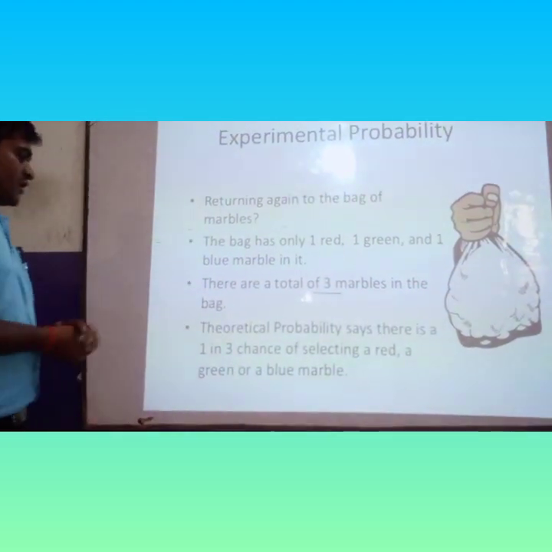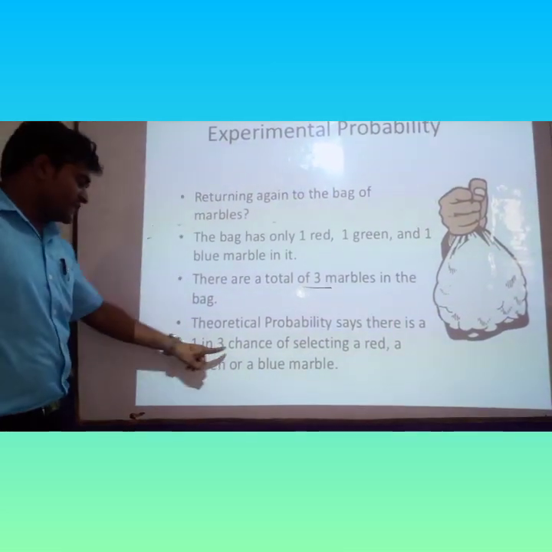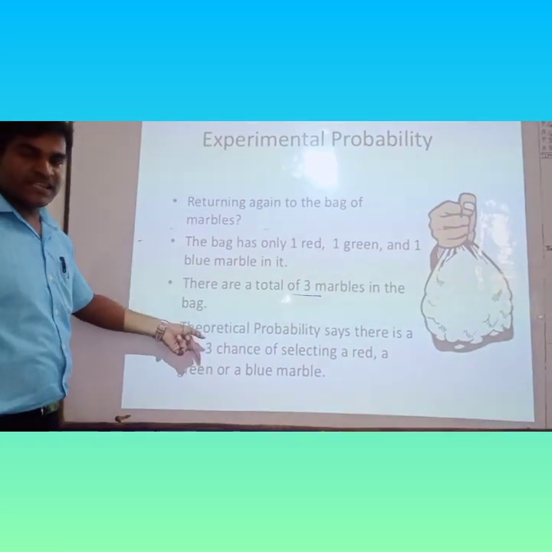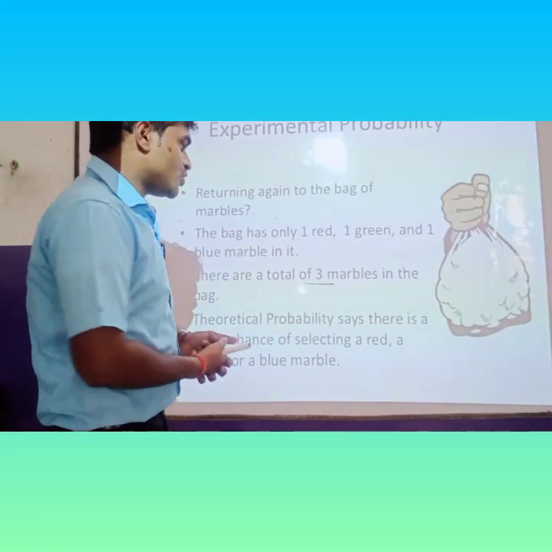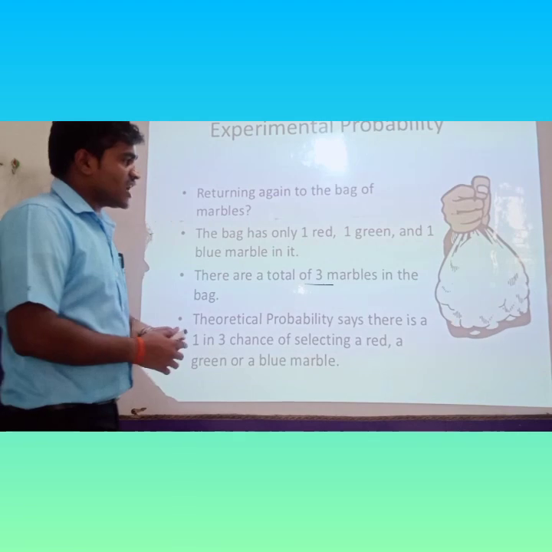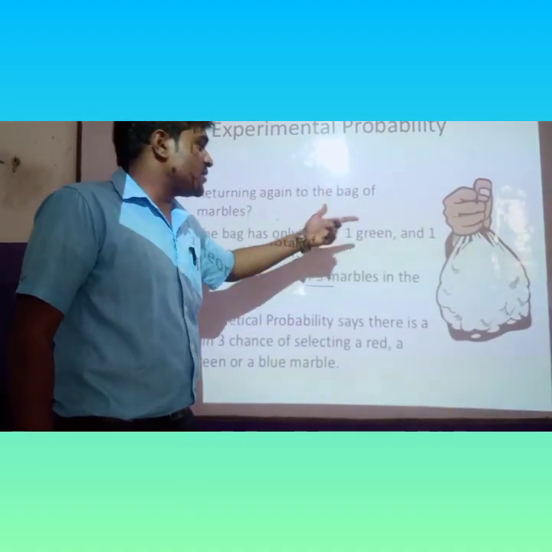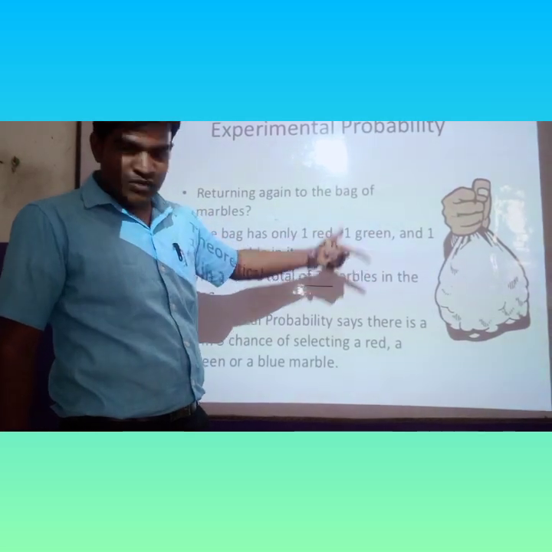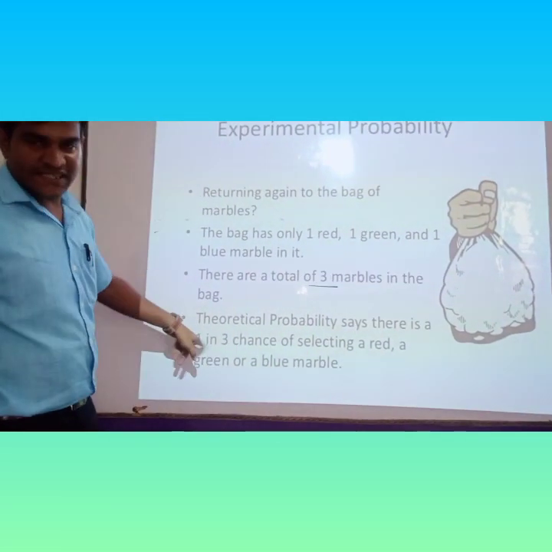So children, by theoretical probability, there is a 1 in 3 chance. 1 in 3 chance means that because there are 3 marbles, the possible outcomes are 3. So what is the chance of taking a red marble? That is 1 upon 3. What is the chance of taking a green marble? That is also 1 upon 3, because theoretically 1 in 3 is there.